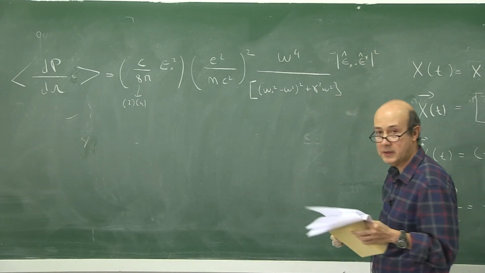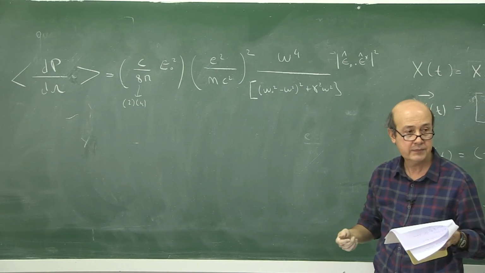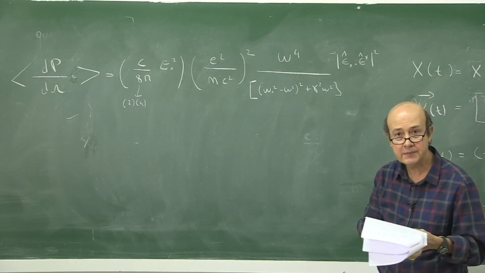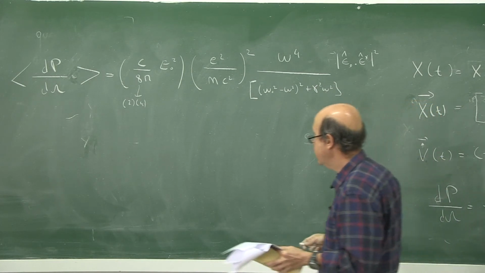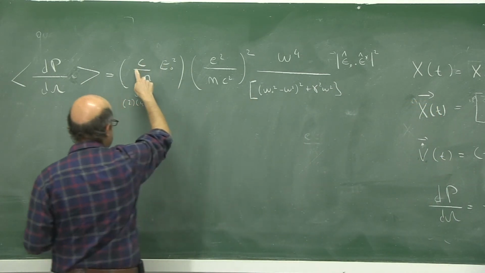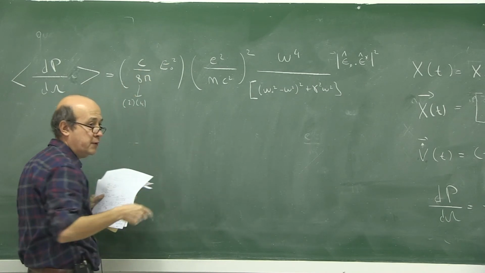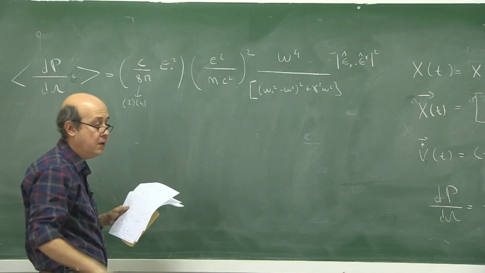Polarization before the scattering, polarization after the scattering. Now, again, do the same thing. What is this? This is the energy density times the speed of light. That is the incident energy per area.